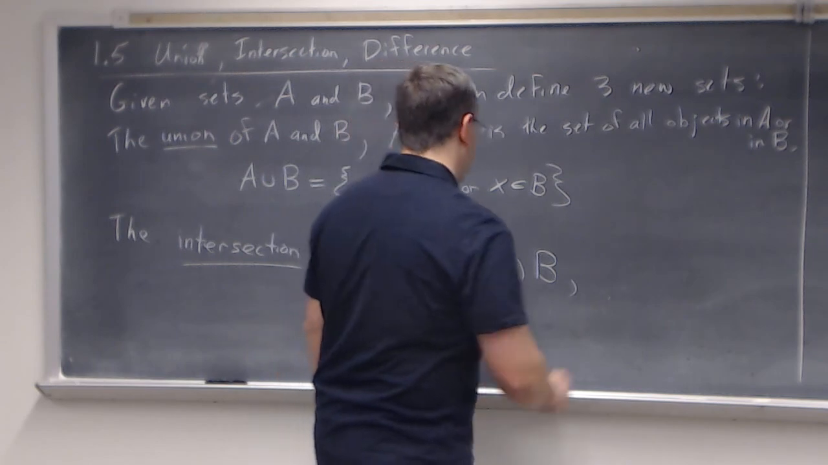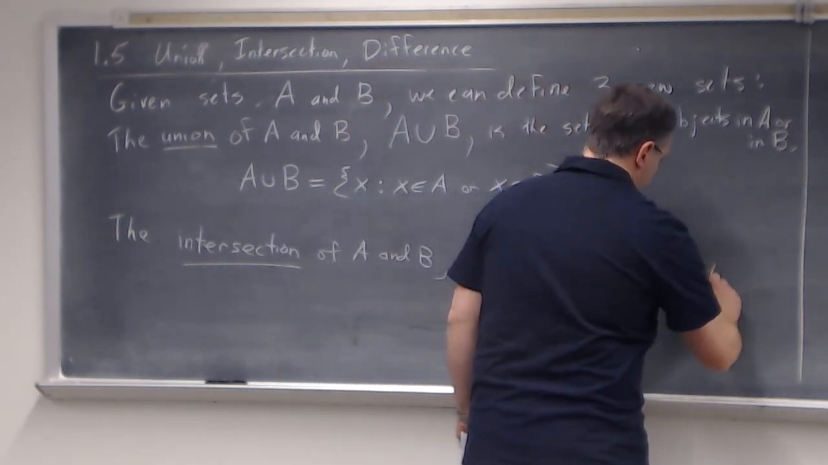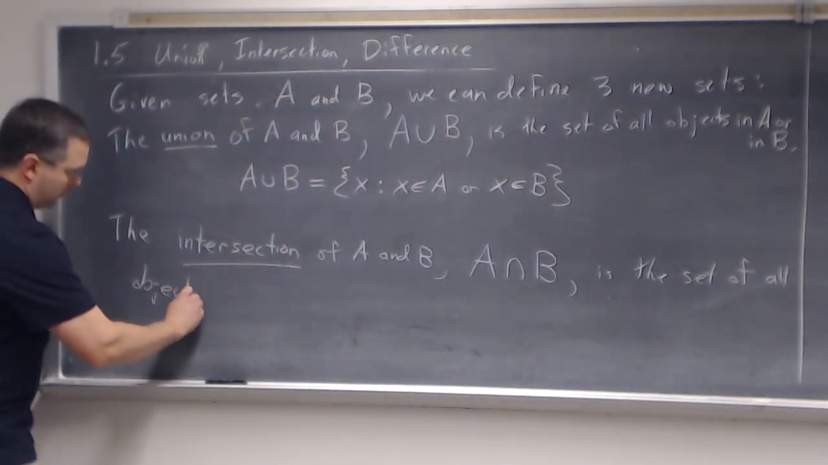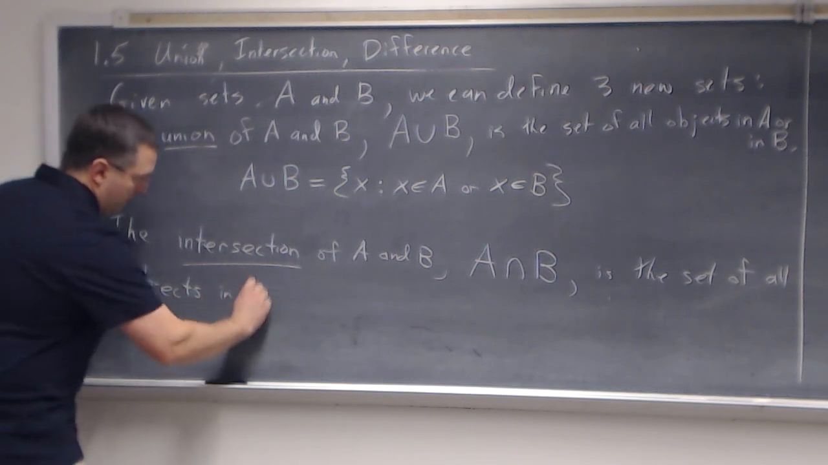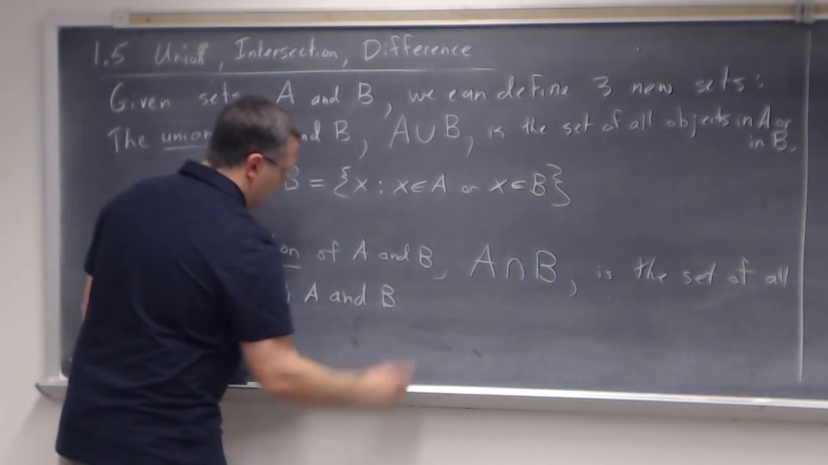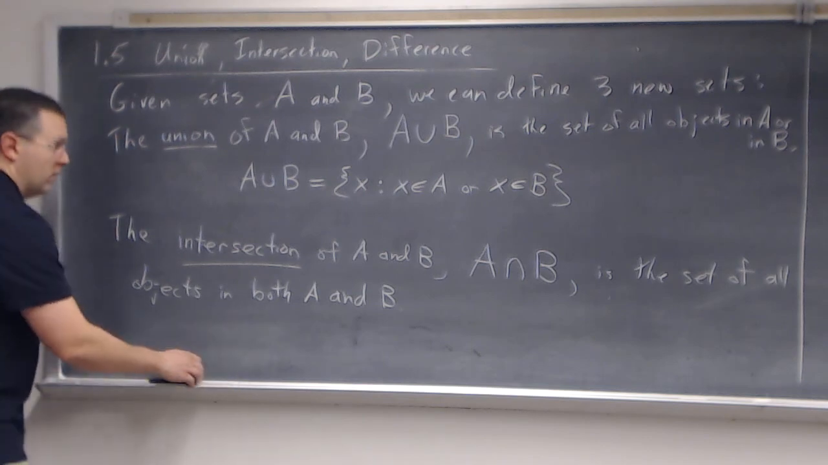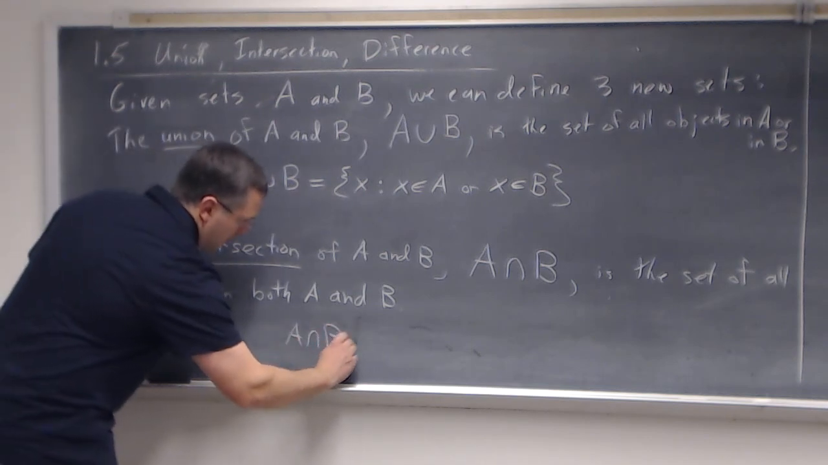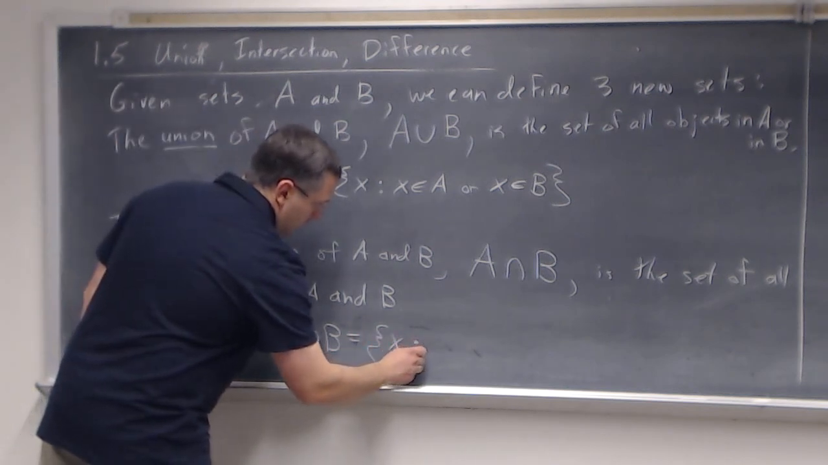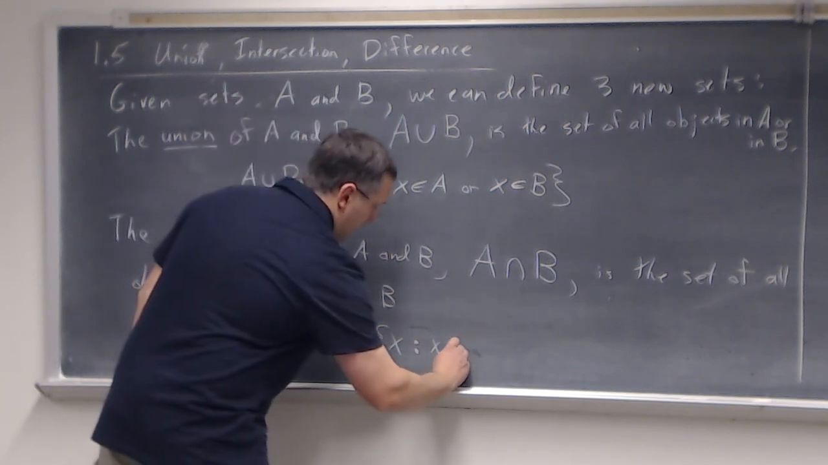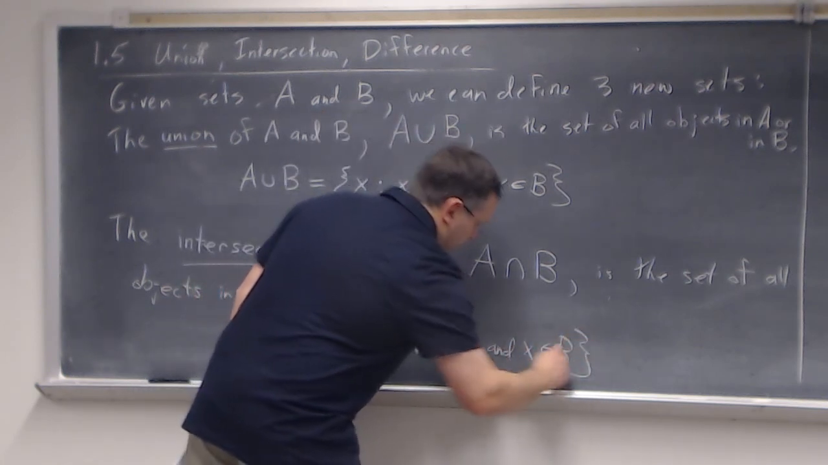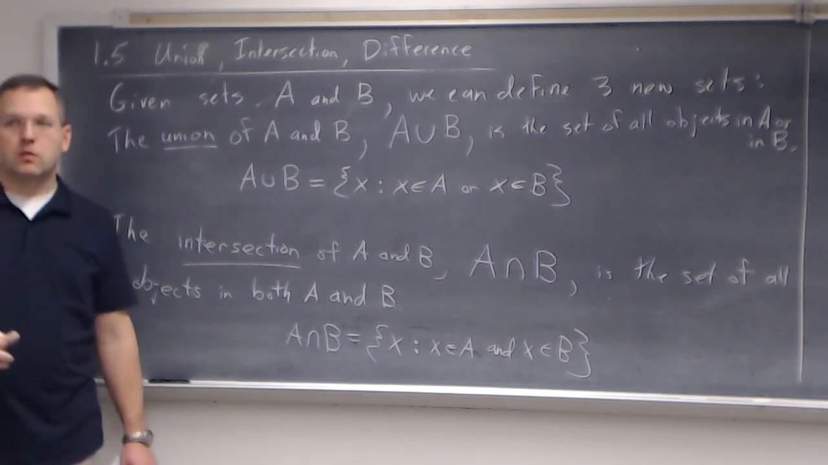So the intersection of A and B is the set of all objects in both A and B. A intersect B, using set builder notation for our definition, would be the set of all objects x such that x is in A and x is in B. Any questions so far?